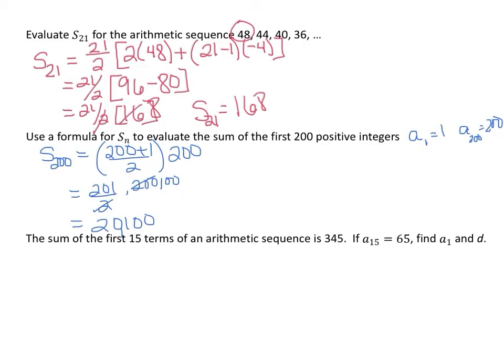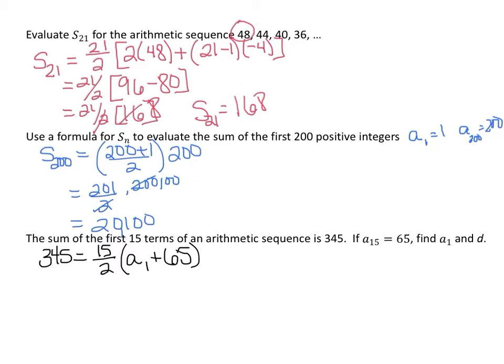Our next example gives us that the sum of the first 15 terms is 345, and it gives us the 15th term of 65, so we have to find the first term and the difference. This is a two-step problem. The first step is to find a sub 1, and we can do that using the first formula that we used. So s sub n, being 345, is equal to n over 2, so 15 halves times a sub 1, what we are looking for, plus a sub 15, in this case, 65.